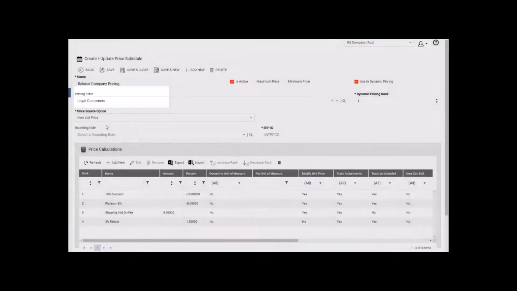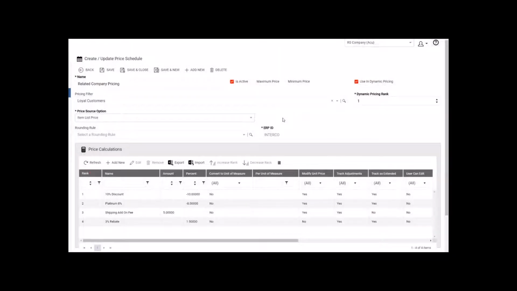On the price schedule, we have pricing filters. In this case, we're using one for our loyal customers. And a pricing filter can filter based on attributes of a customer, an item, also on date, location. There's a lot of flexibility when it comes to filtering. There's also a rank, so we can rank the price schedule to have one more important than the others.